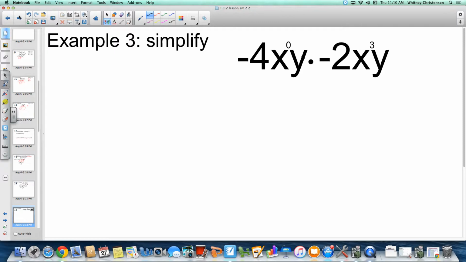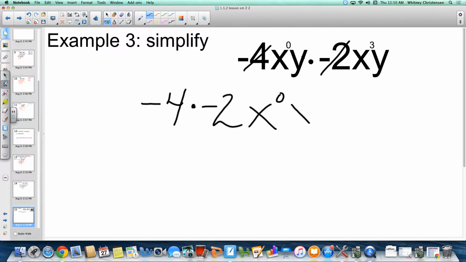We're multiplying all these things, and we know they're not connected, so I'm going to reorder it. -4 times -2, I just took care of those. Then we have x to the 0 times x to the 3rd. And then I have a y times a y. Does everybody see how I just reordered it?